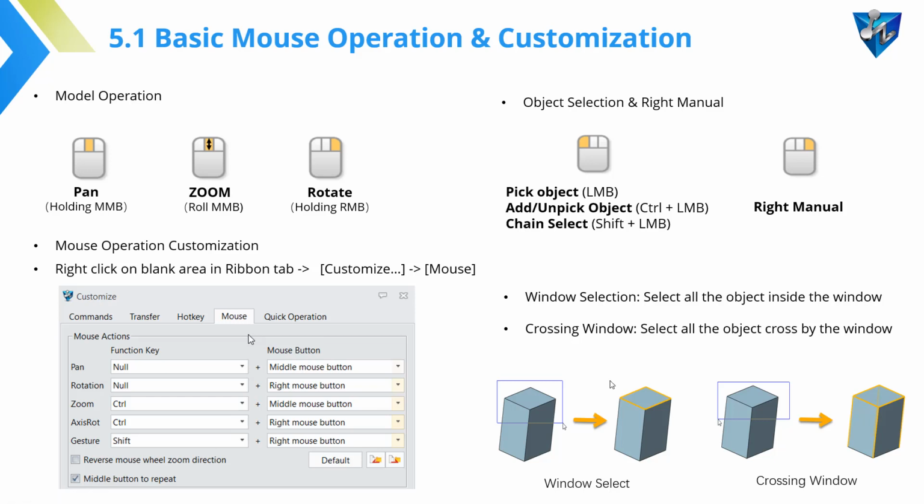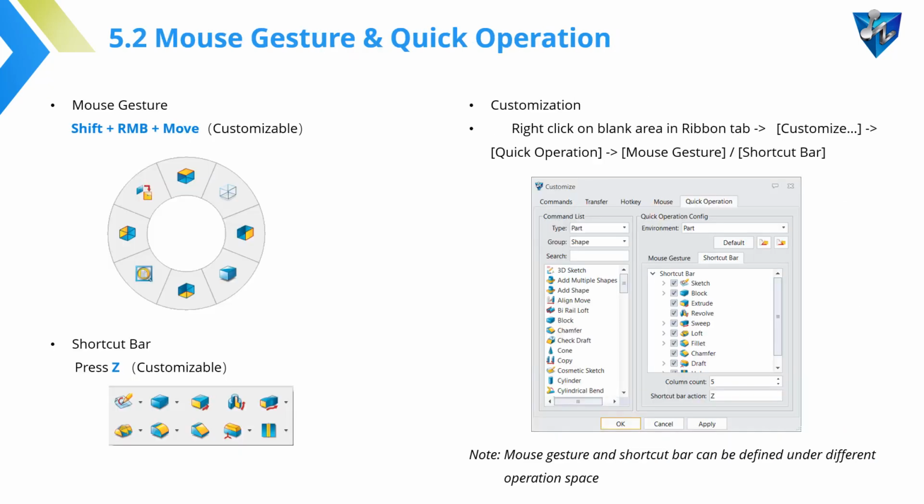For the mouse selection, as you can see from the bottom right picture, if you select from top left to bottom right, it will select all the objects inside the window. But if you select from top right to bottom left, it will select all the objects crossed by the window. And moreover, in ZW3D we have very useful and convenient tools.